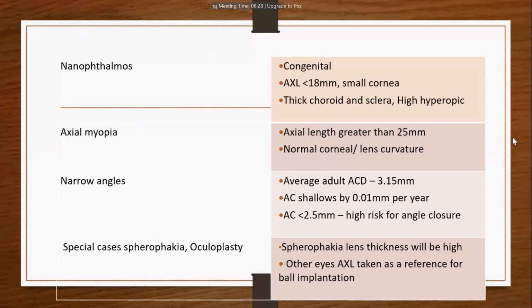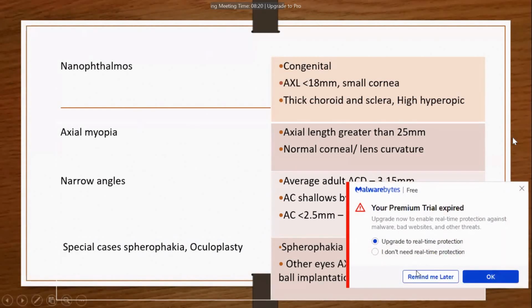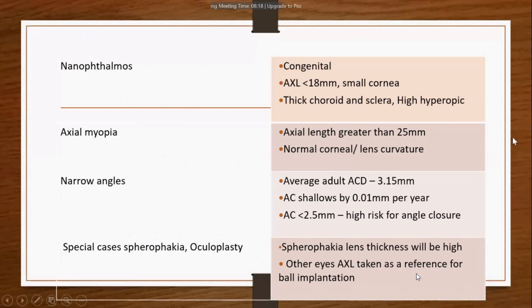For oculoplasty, they ask for axial length because whenever the patient is going for a ball implant or a socket implant, they will do the axial length evaluation in the fellow eye for reference, and then they will implant the socket in the affected eye.